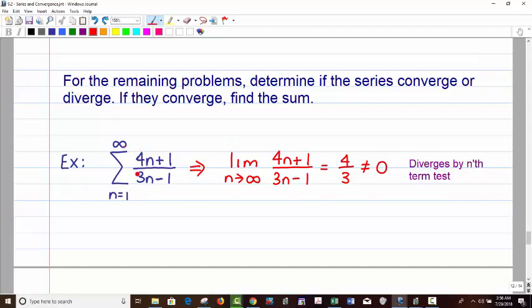Alrighty, so here's another one just like that last one. That limit goes to 4/3, so it diverges by the nth term test.